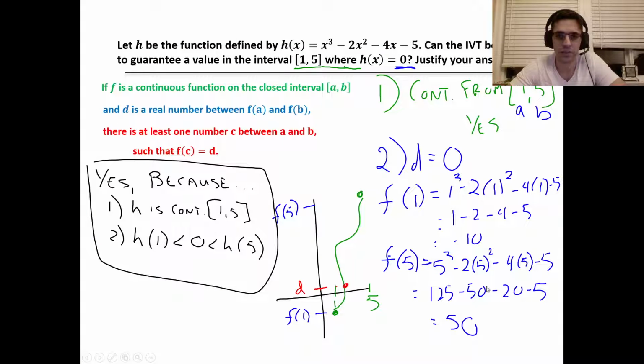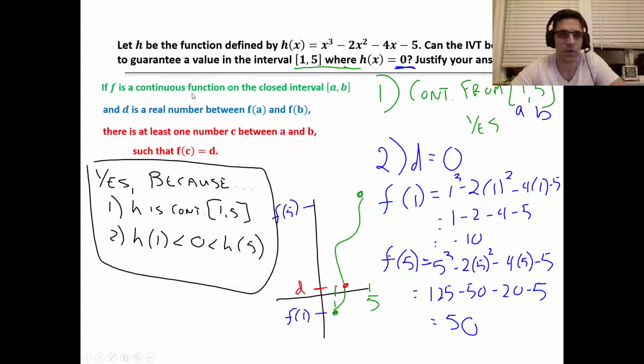All right, let's look at an example here. We're basically going to use the 3 steps of our definition for the intermediate value theorem to check this, step by step. So let h be a function defined as such. Can the intermediate value theorem be applied to guarantee a value in the interval 1 to 5 where h of x equals 0? Justify your answer.